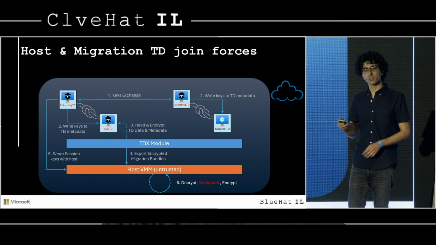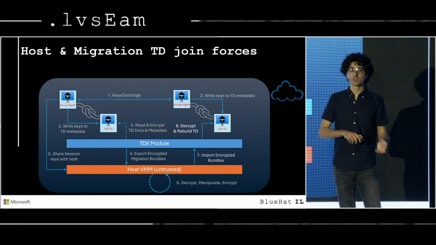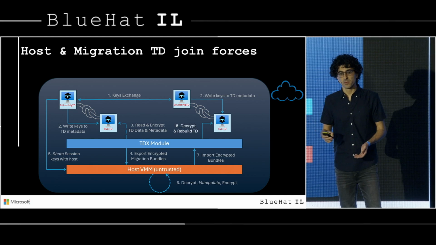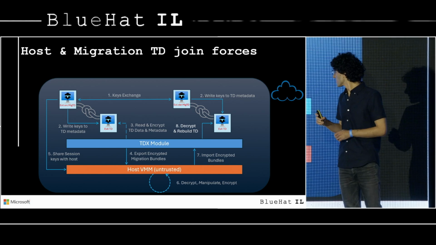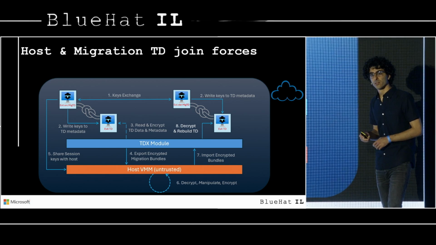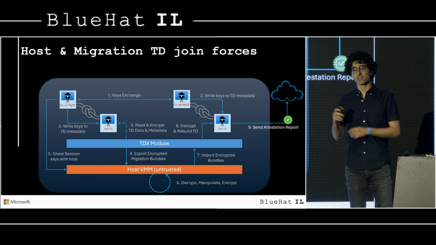Okay, after the manipulation, we decrypt everything back and import it on the same TDX module. The module, which is unaware of the tampering, simply decrypts and rebuilds our evil TD. Now we've got a clone of our evil TD, still controlled by the host, with one small difference. It can now pass attestation and get the customer secrets.